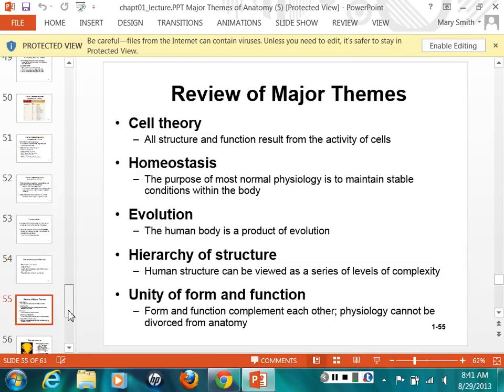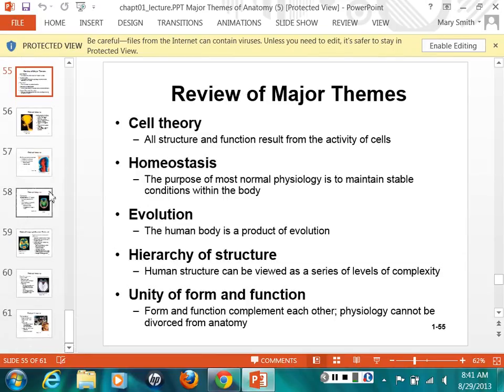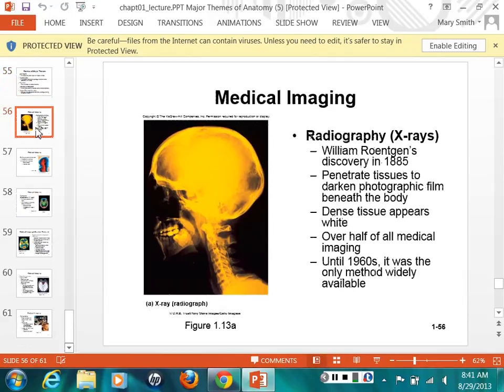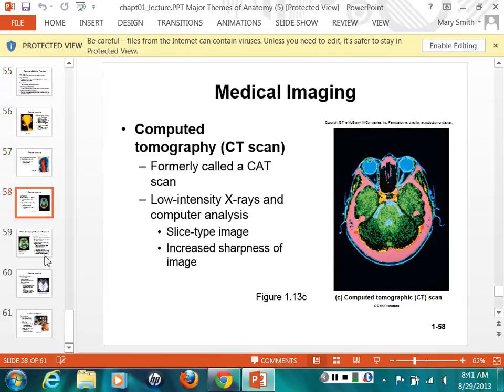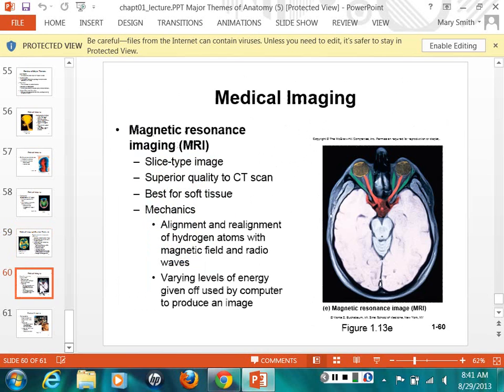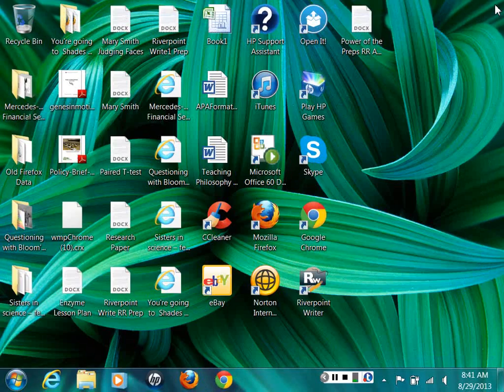So this is it. Good. I'm tired of this. Medical imaging. These are just some different ways that they actually can view the body. I don't normally talk about those. I go right into Atlas A, and I have just gone out of Blackboard. Atlas A.